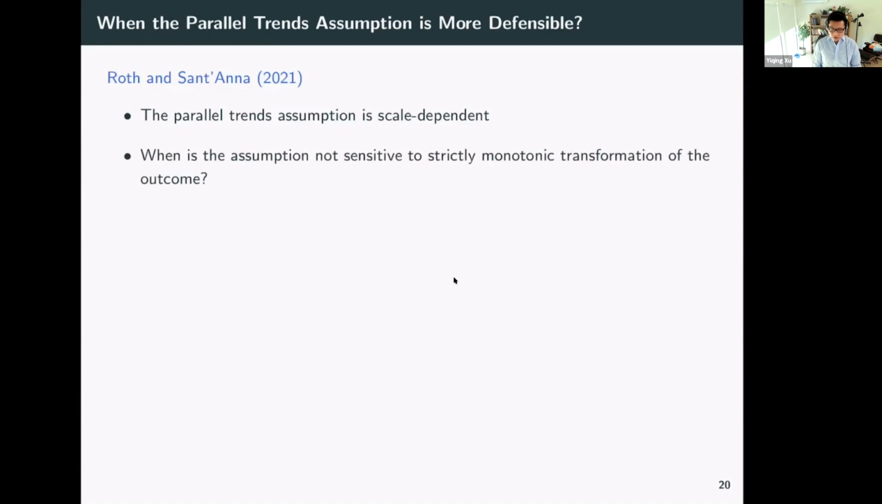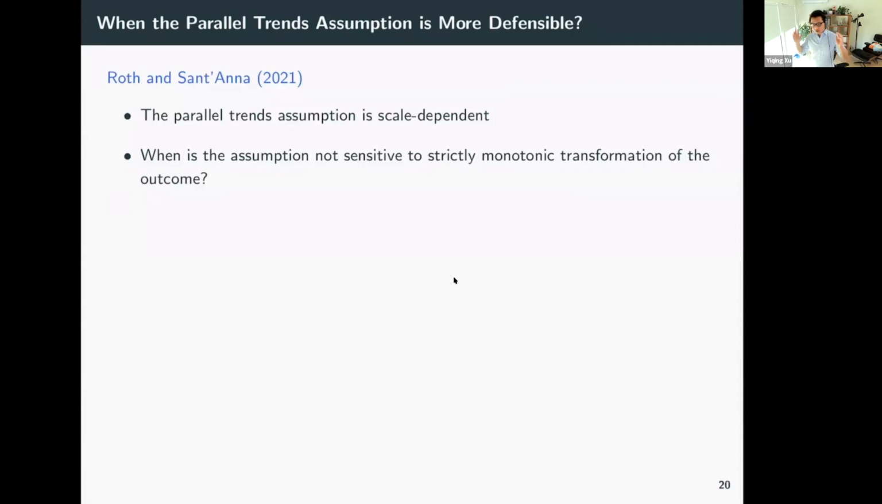So basically, when is the assumption not sensitive to a strictly monotonic transformation of the outcome, like taking a log or taking a square root? And under which condition does the parallel trend assumption still hold if you conduct a strictly monotonic transformation of the outcome? How can I get a guess? Can you give me, intuitively, under what conditions? Oh, you have the slides. So, any of you can have a guess without looking at the slides.